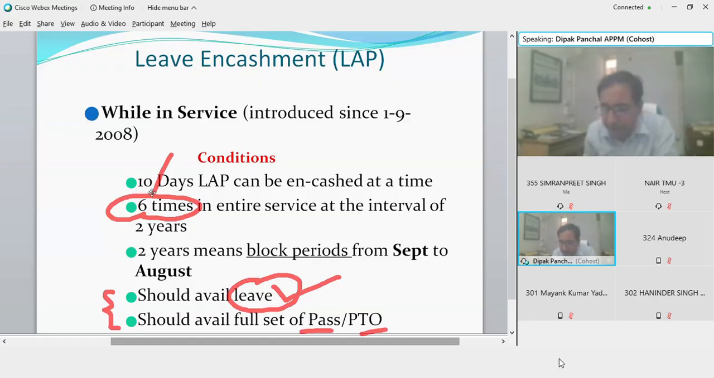Ankit has asked that at the time of joining, are 15 days LAP and 10 days of LHAP credited on a leave account? Say, since you have joined in October, for October you won't get any credit, but for November and December, 5 days of LAP has already been credited.